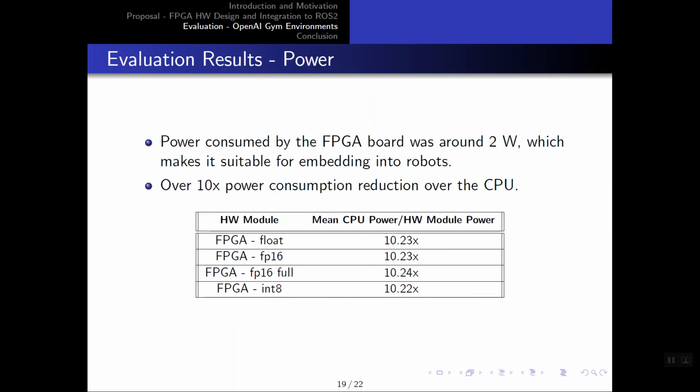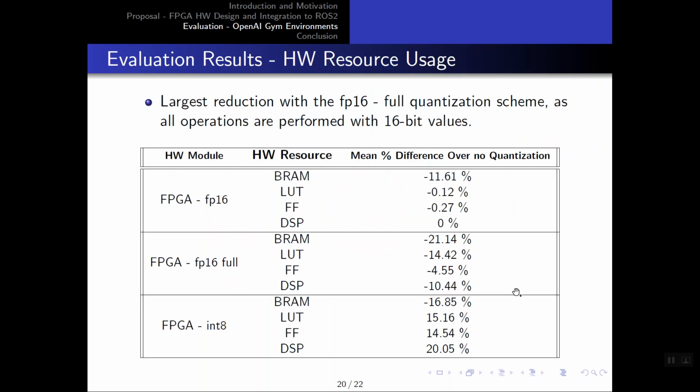In terms of power, the power consumed by the FPGA board was around 2 watts, which makes it suitable for embedding into robots. Furthermore, a power consumption reduction of over 10 times was observed when comparing the FPGA designs to the Intel CPU. To evaluate hardware resource usage, we compared each of the quantized designs to the non-quantized FPGA design. The largest reduction in hardware resource usage was observed for the FP16 full quantization. This was expected because the FP16 full quantization scheme, besides quantizing the weight matrices, also quantizes activations.